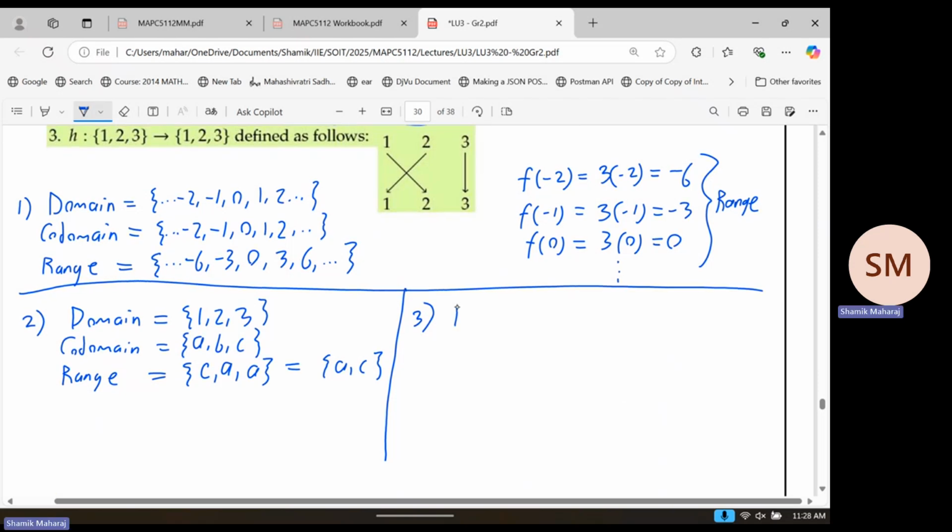Okay, last example before I let you guys go. Can someone tell me the domain here? 1, 2, 3, perfect. Codomain? Perfect, 1, 2, 3.